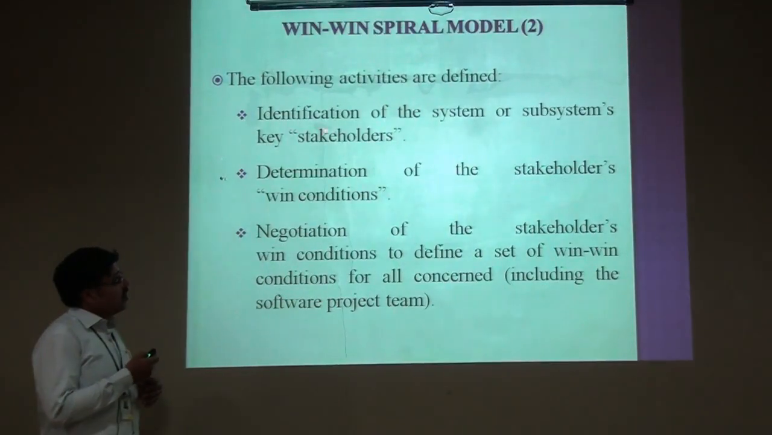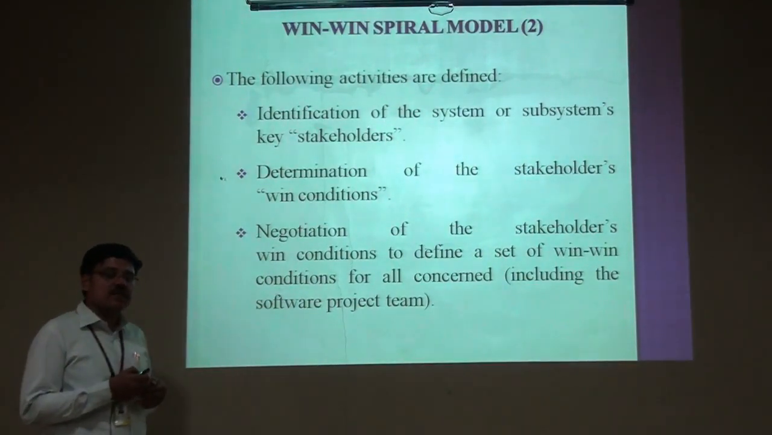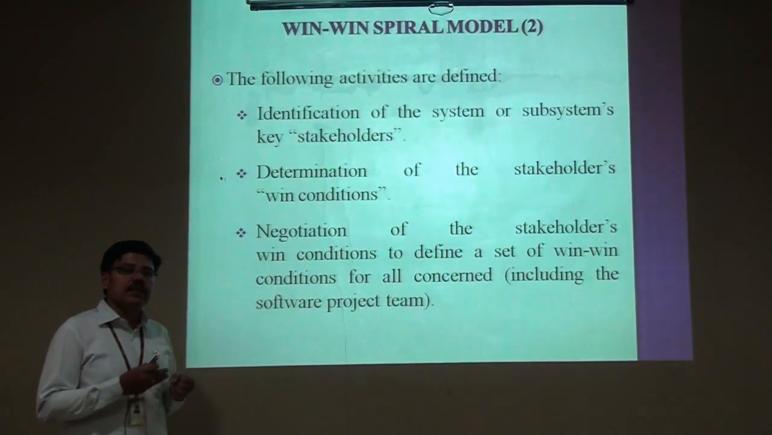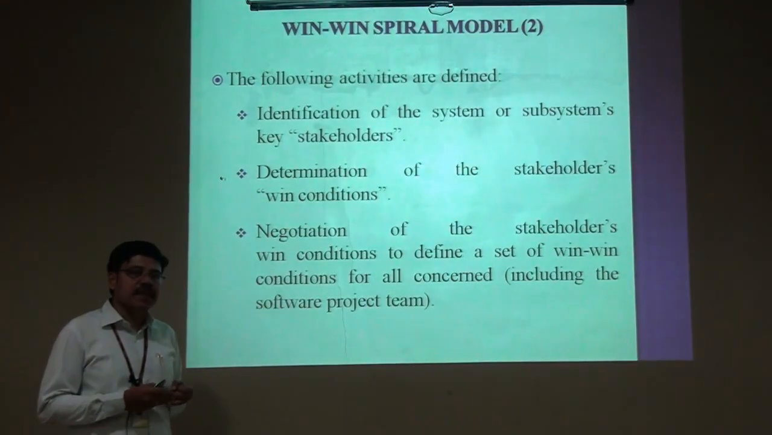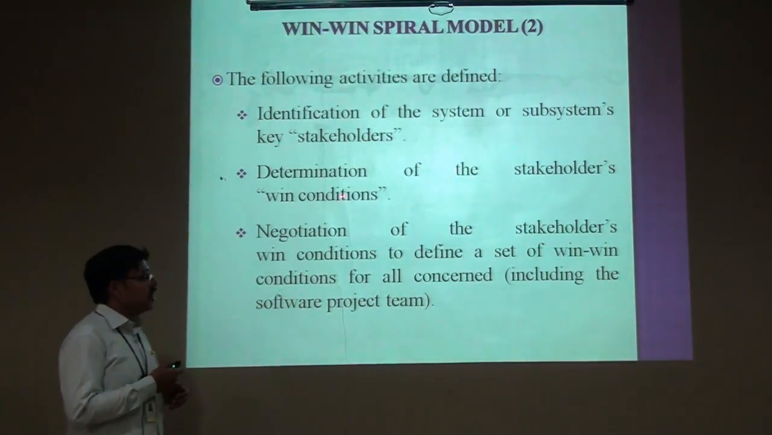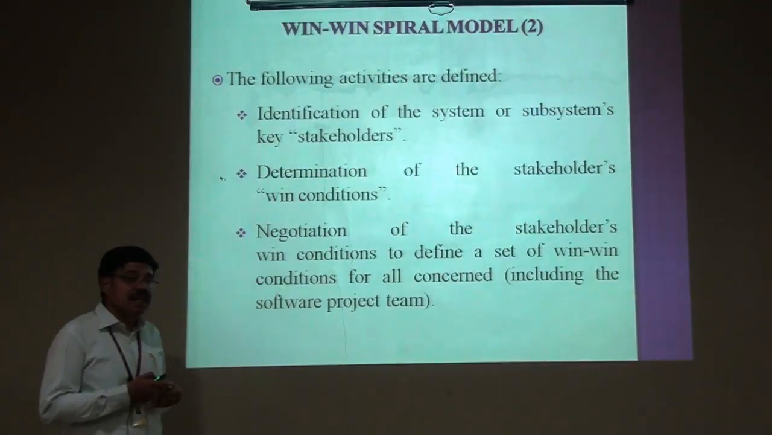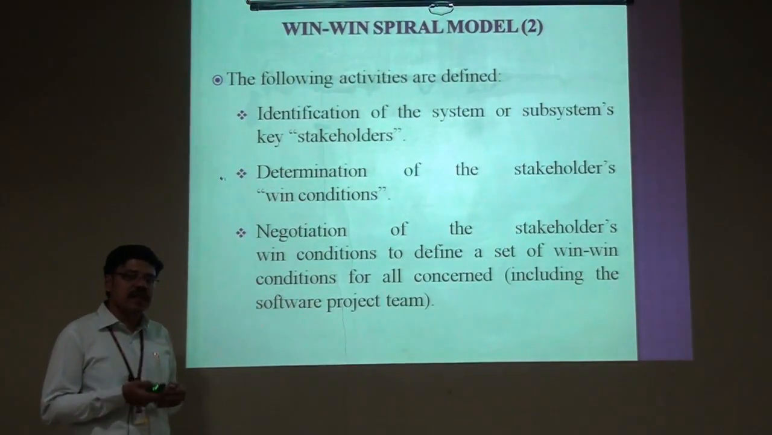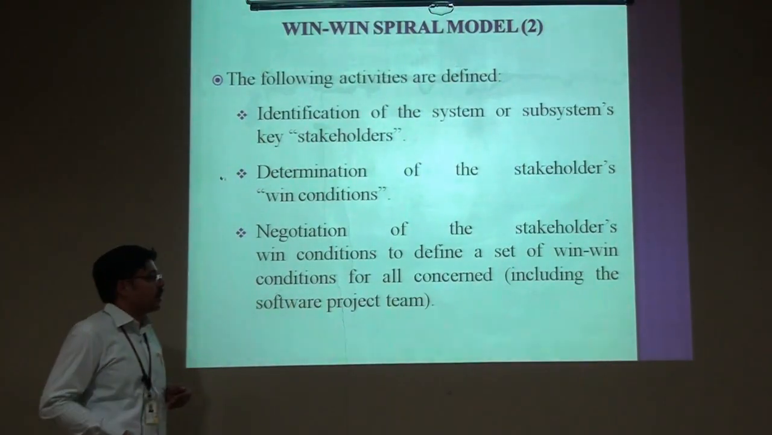So first of all, we have to identify all the stakeholders. Stakeholders are nothing but the persons that are directly and indirectly involved in the software development process. The main stakeholder is the customer, and other stakeholders involve the business development team members. So we need to identify all the stakeholders, and then we need to determine their win-win conditions. Once the conditions have come out, we have to negotiate the conditions, and based upon the negotiation, we have to start up the development process.